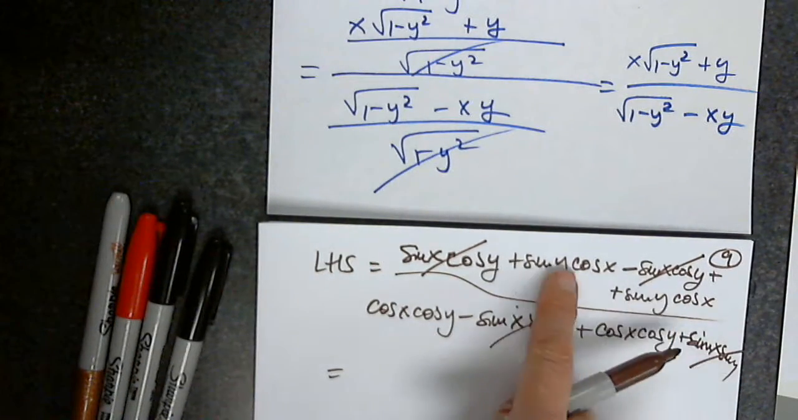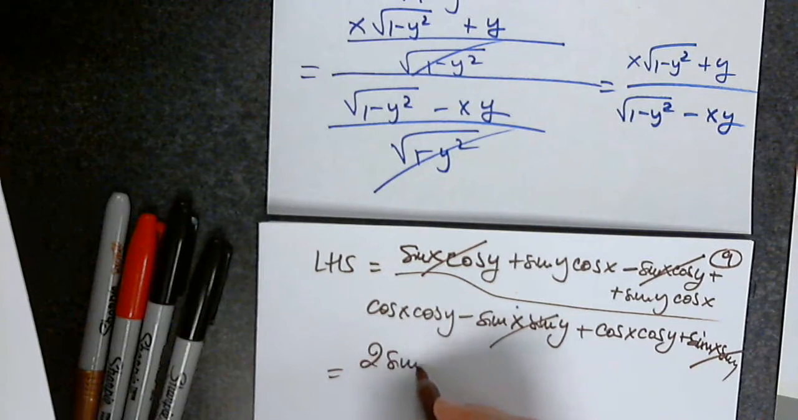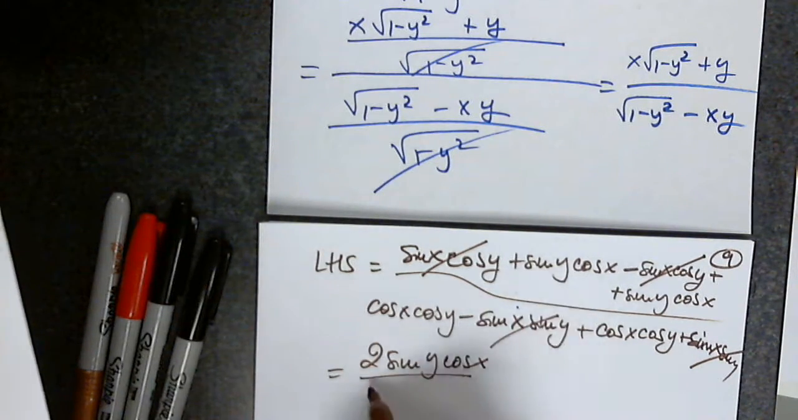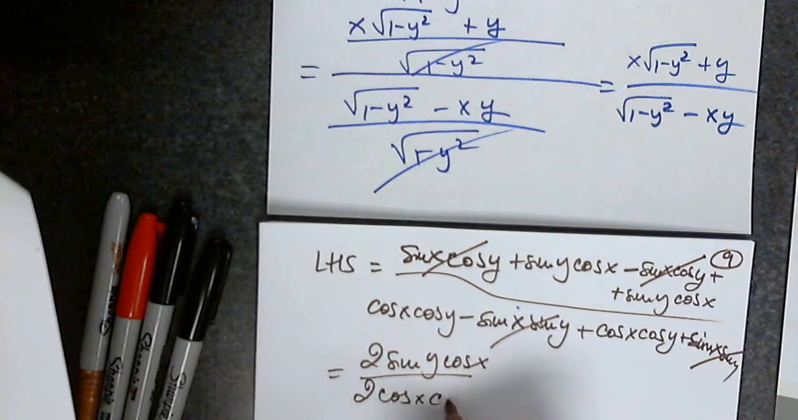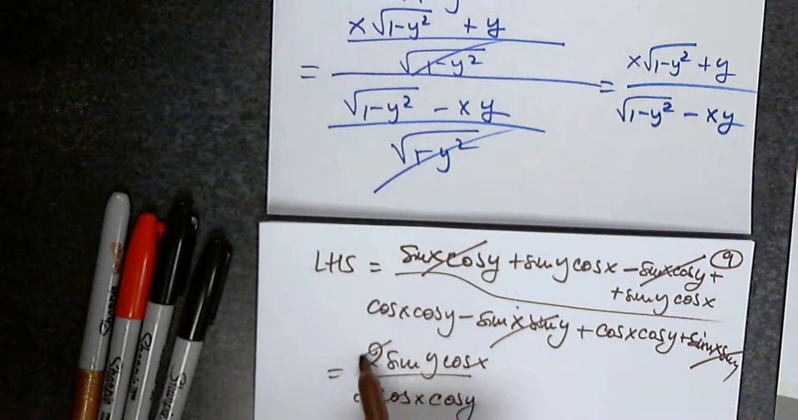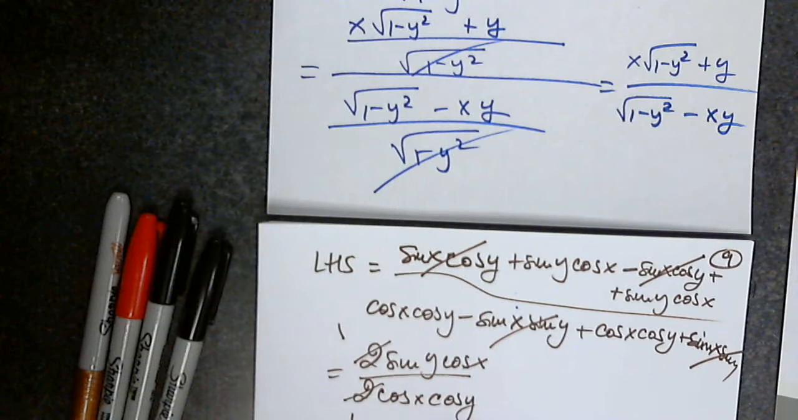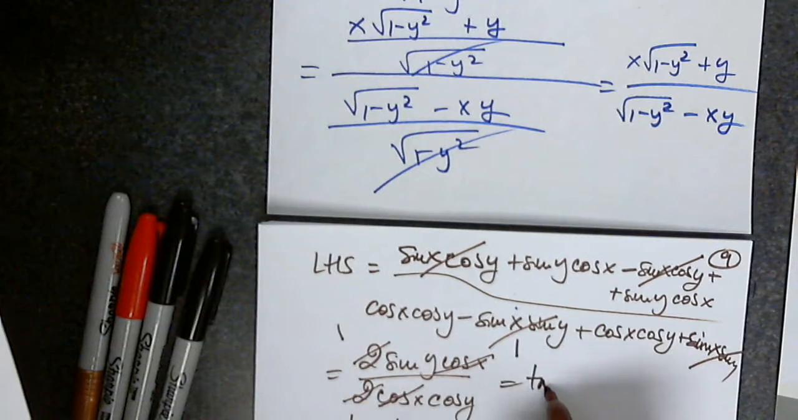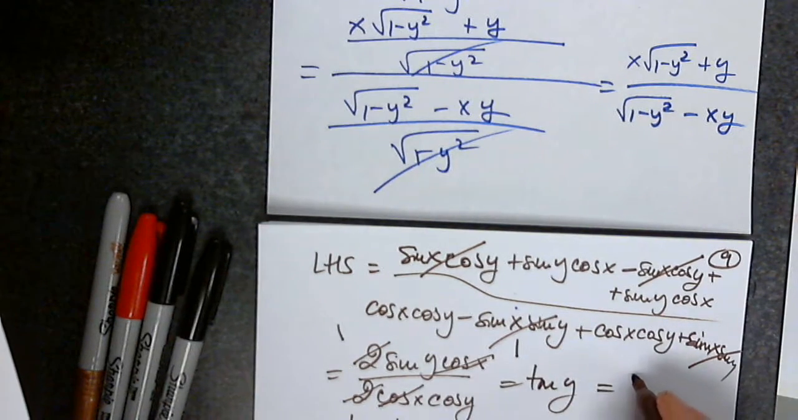And the top can be combined. So this is 2 sine y cosine x. The bottom can be combined, 2 cosine x cosine y. And now I simplify factors I'm allowed to. Cosine x with cosine x, 2 and 2. And then I have sine y over cosine y, which is tangent y, which is the right-hand side.